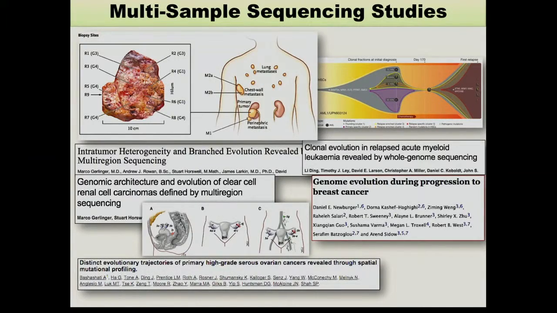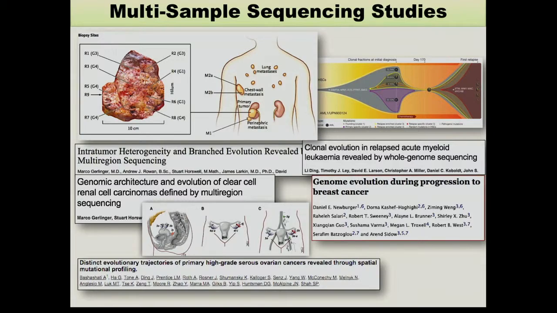In order to characterize this heterogeneity better and allow us to infer a more accurate cell lineage of the cells inside the tumor, many recent studies have now extracted multiple samples from a particular tumor, be it from different regions of the tumor or from different points in time in the tumor progression.